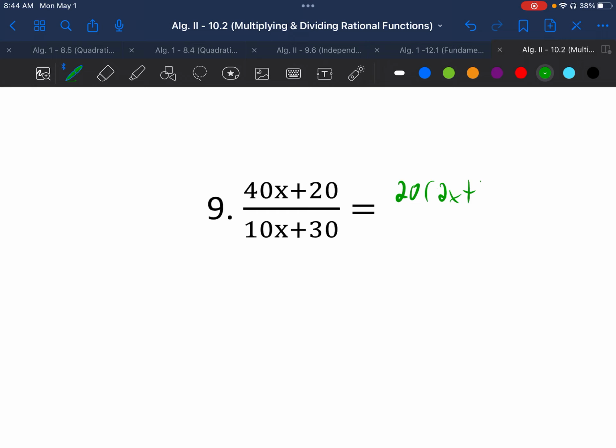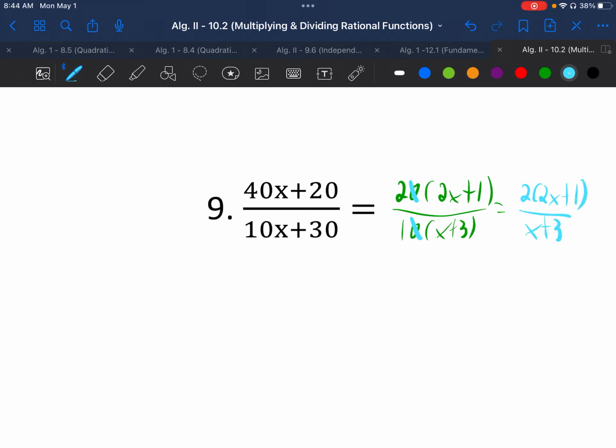2x plus 1. And on the bottom, you have a GCF of 10, and you're left with x plus 3. Well, we can notice inside the parentheses, that's not the same at all. But outside the parentheses, 20 and 10 can both reduce by 10 to 2 and 1. So you have 2 times 2x plus 1 over x plus 3.